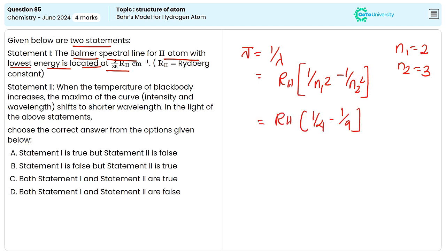So we can substitute the values to find out the value of nu bar, that is 5 R_H divided by 36 cm^-1. So this is the correct answer, which means the first statement is the correct one.